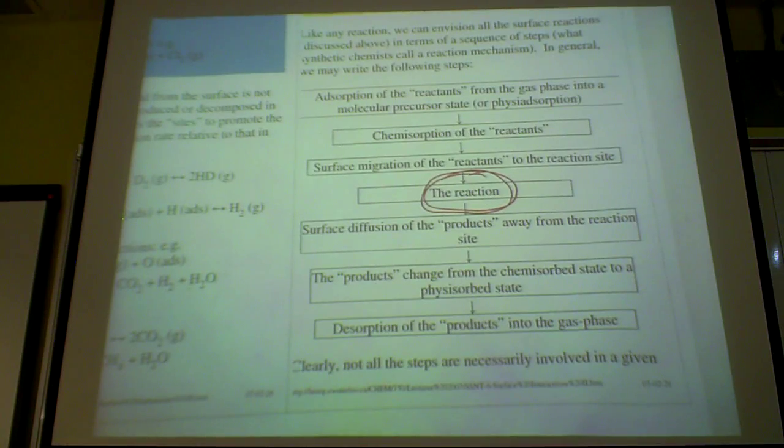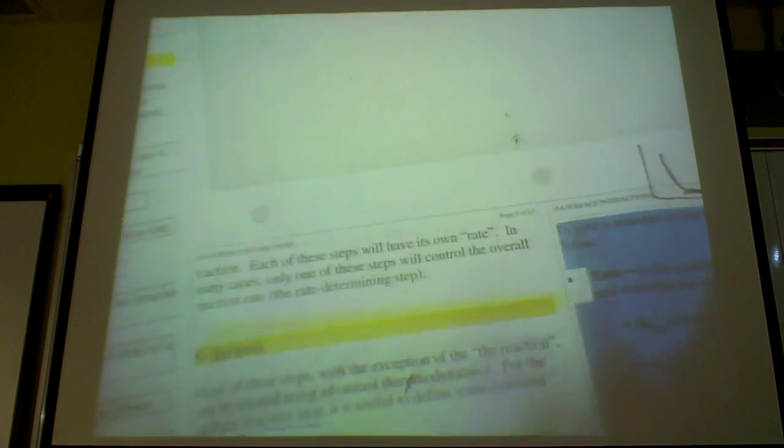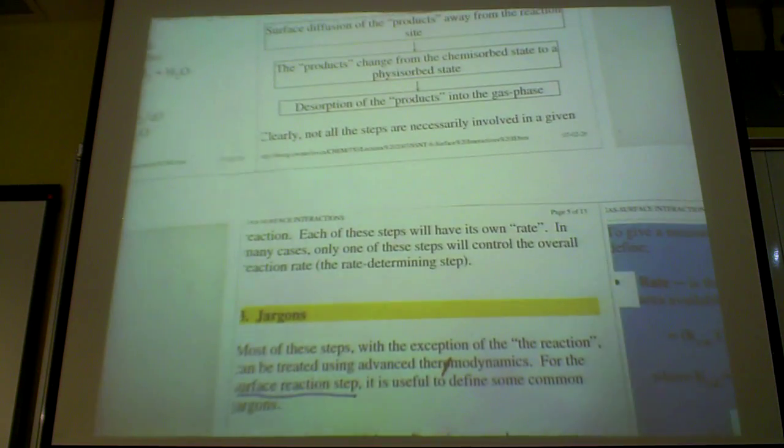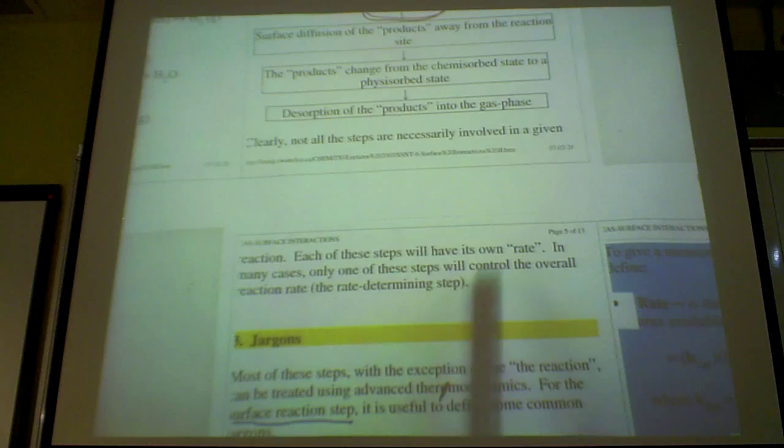How fast they can go, and sometimes the diffusion step may be the rate controlling step when you see a product leaving this surface. So really, it's quite a complex thing that we can involve. Each step has its own desorption rate, and often only one step will control the overall reaction, and this is known as the rate determining step.